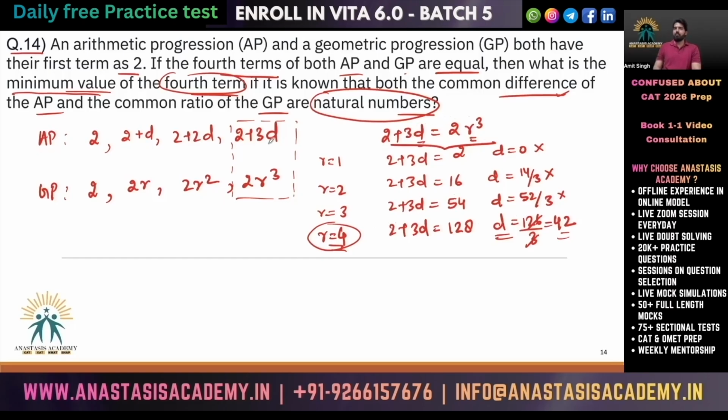The minimum value of the fourth term will occur here, right? So the minimum value of the fourth term would be 2R cube, that is 2 into 4 raised to the power 3. 64 into 2 would be 128. So the minimum value of the fourth term would be 128.